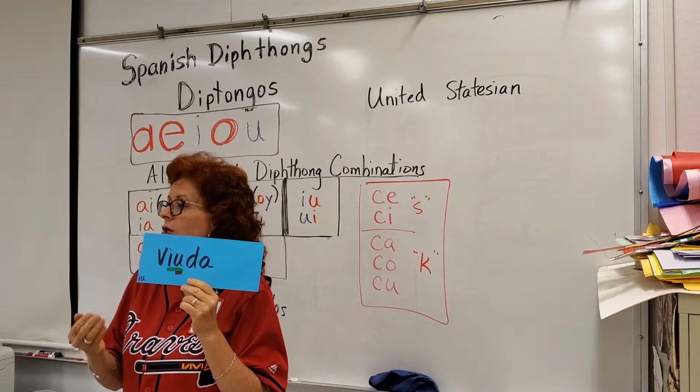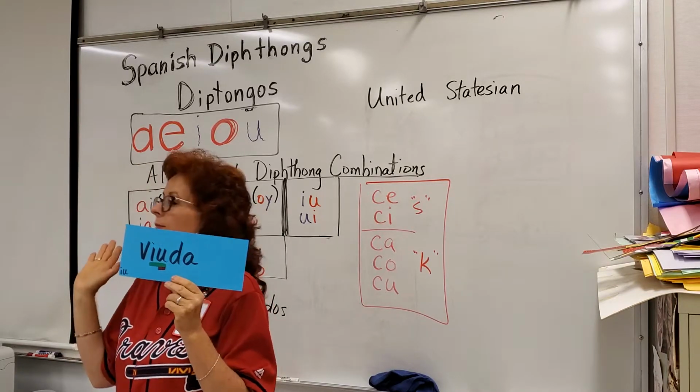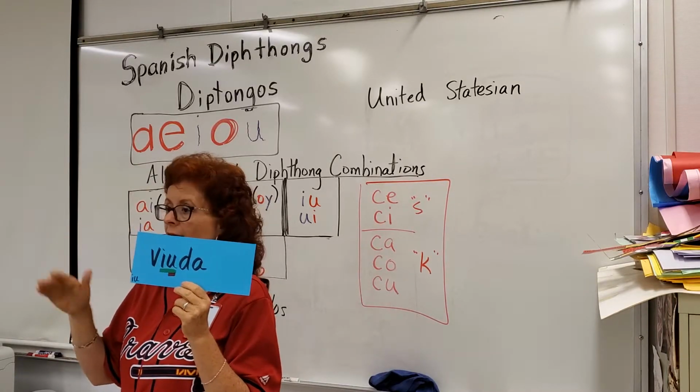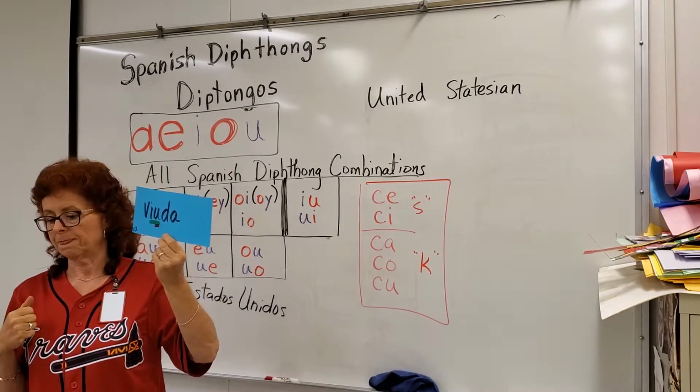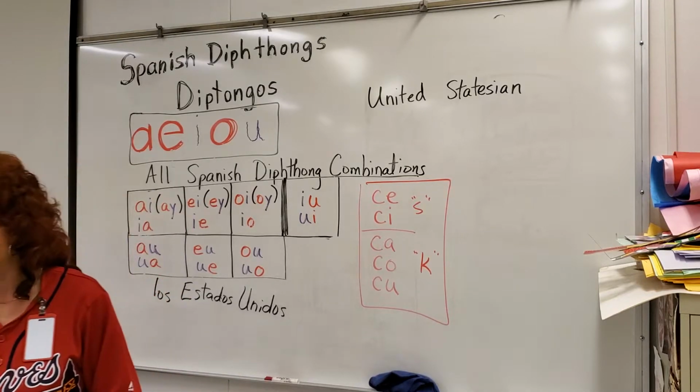And in Spanish, you just change the A to an O, and that is the word. Viuda becomes viudo. That's the word, okay? All right, let's all try it one more time. Viuda. Okay, so that's a widow.